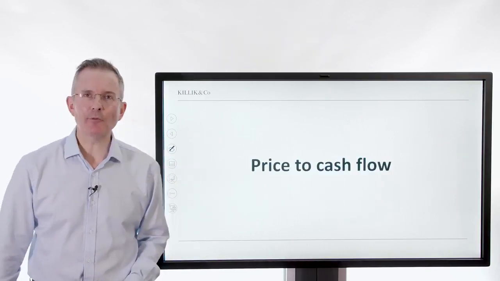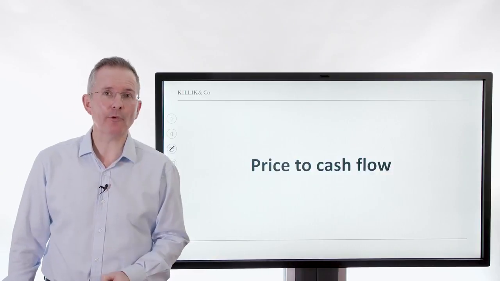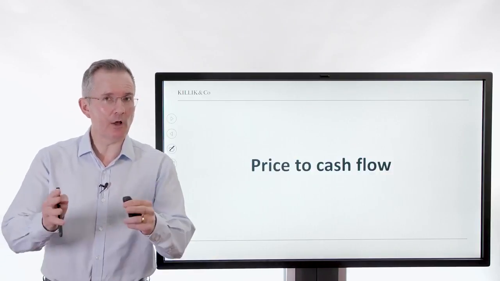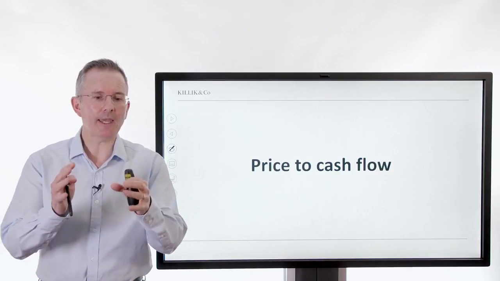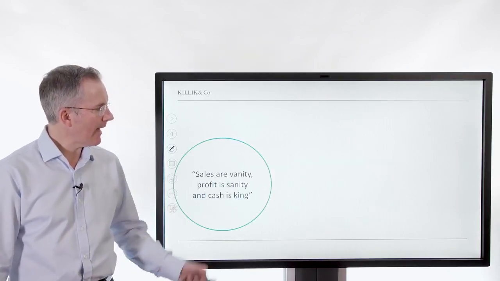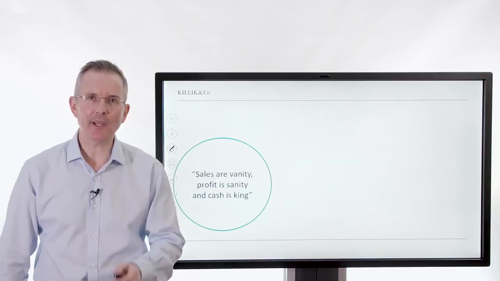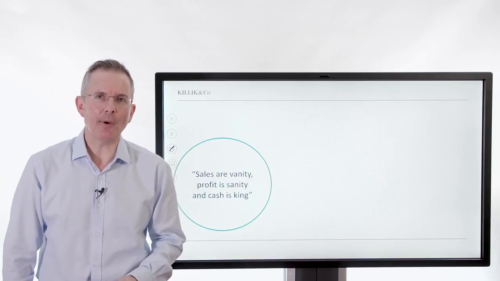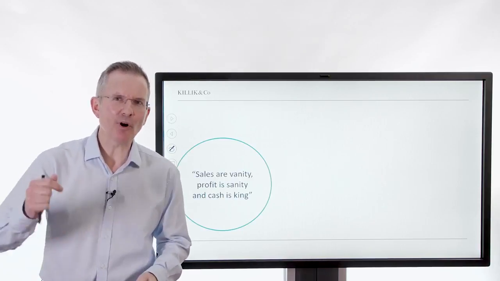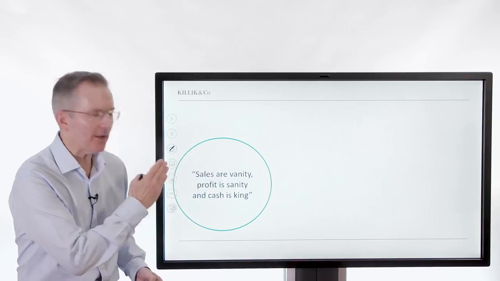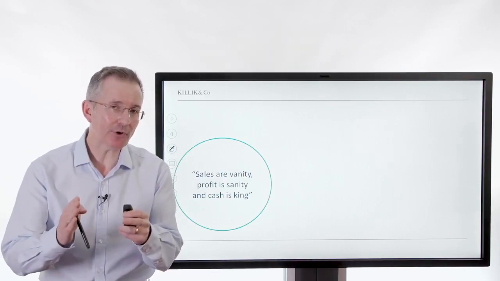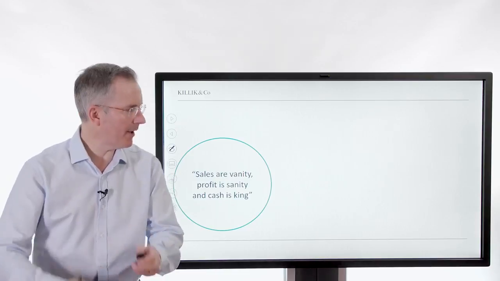So maybe we go for price to cash flow. Now this assumes you've got some positive cash flow in the first place. Lots of analysts, the traditional sort, like cash. They argue that sales are vanity, profit is sanity, and cash is king. So in other words, sales, can't trust that. Profit, not so sure. Cash is the real demonstrator of whether the business is doing the right things.